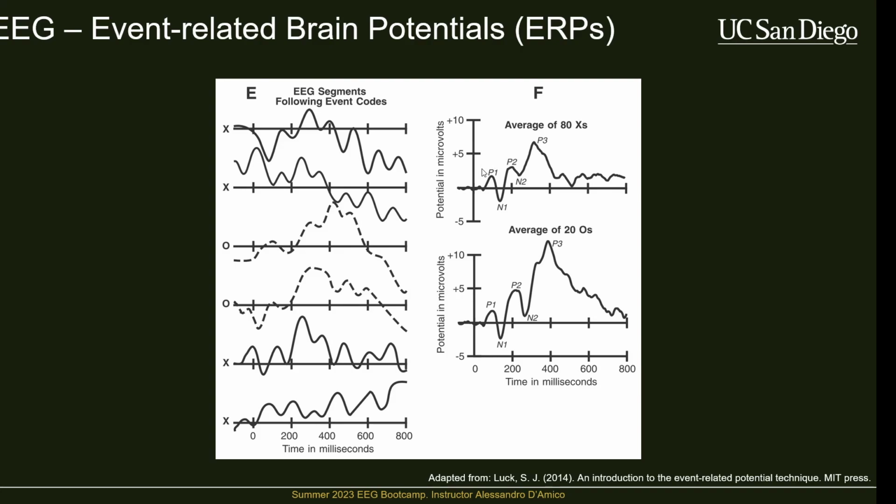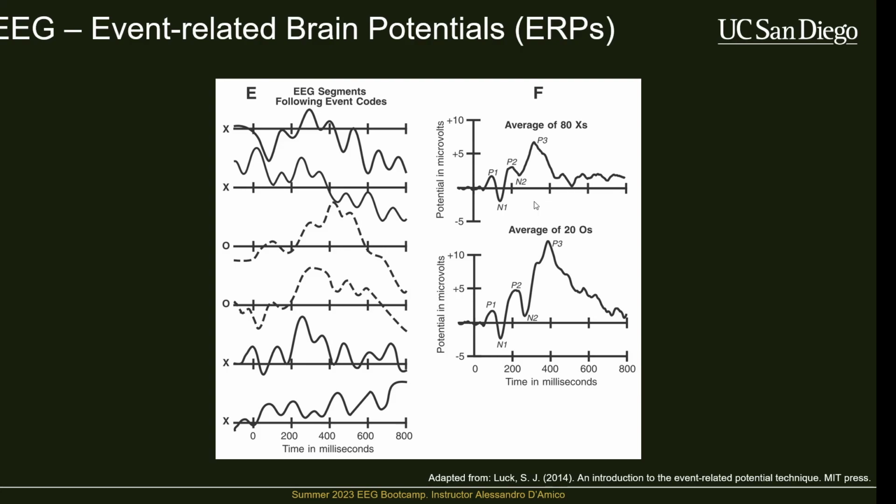And there's tons and tons of components, but this figure sort of talks about some of the classic ones. So the P1, N1, P2 are very commonly elicited from just seeing or perceiving a stimulus of any kind. This could be seeing a flash of white light, or hearing a really loud sound, or even if I zap you on the finger, you're going to elicit this complex. And where it shows up and how big it is and how wide it is is going to depend on the stimulus and the modality and where you're recording from.